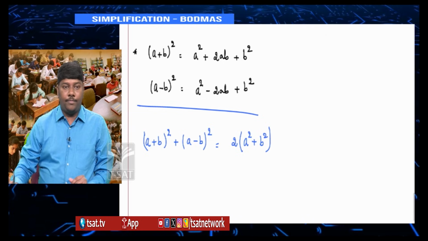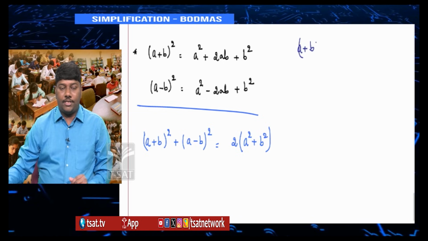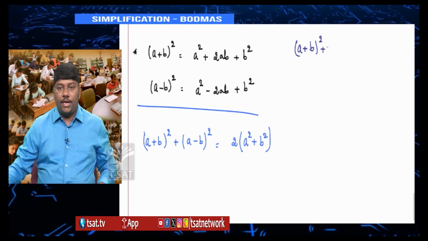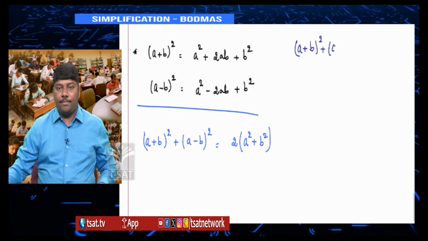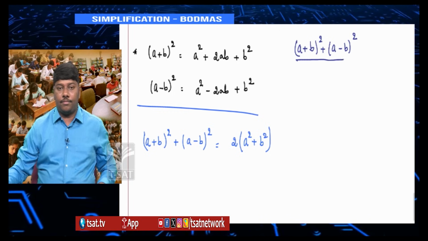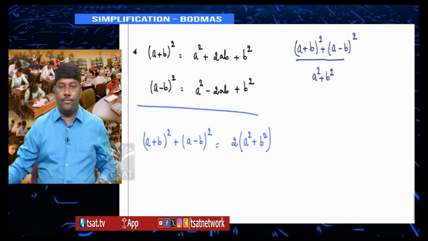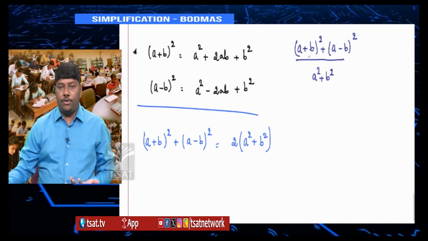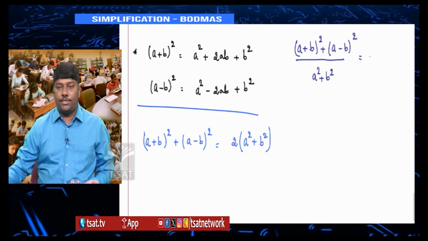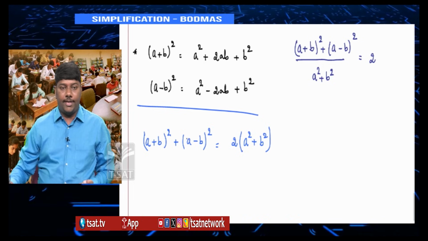Suppose, how do they give you? They may ask you a plus b whole square. In place of a, they may ask you something, and in place of b, they may put some value. A plus b whole square plus a minus b whole square divided by a square plus b square. Now, if you are aware of what comes in the numerator, we know that it comes 2 into a square plus b square. So, directly you can write it as 2 here, right. So, I am bringing a square plus b square in the denominator.